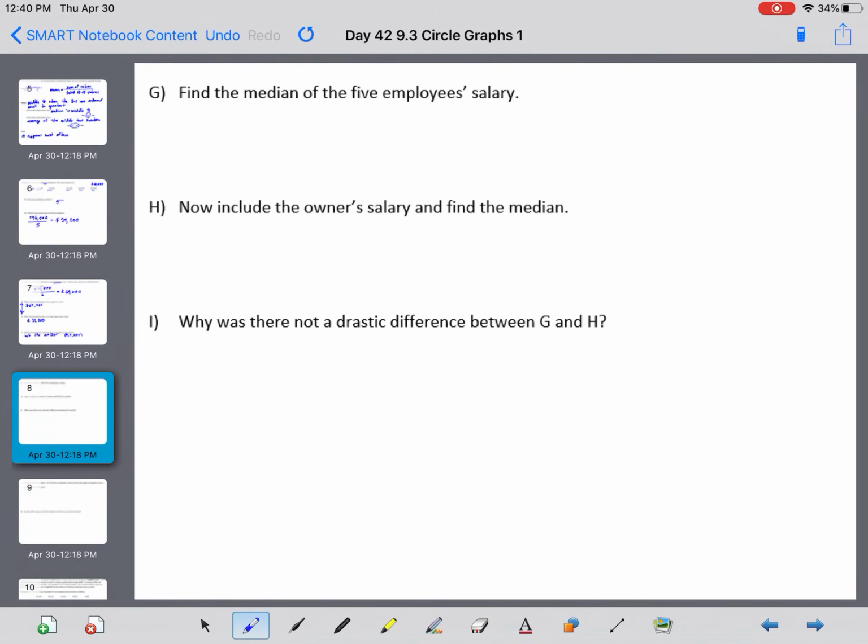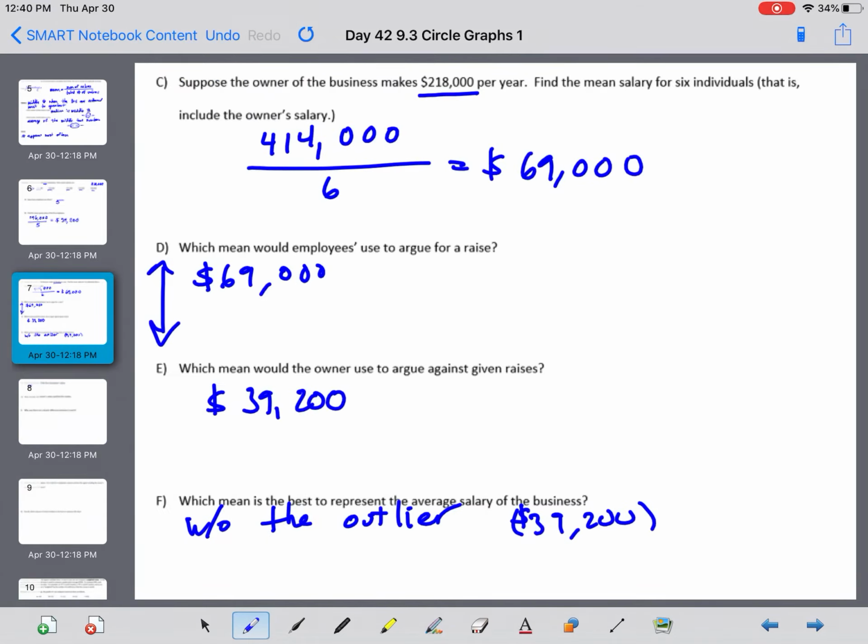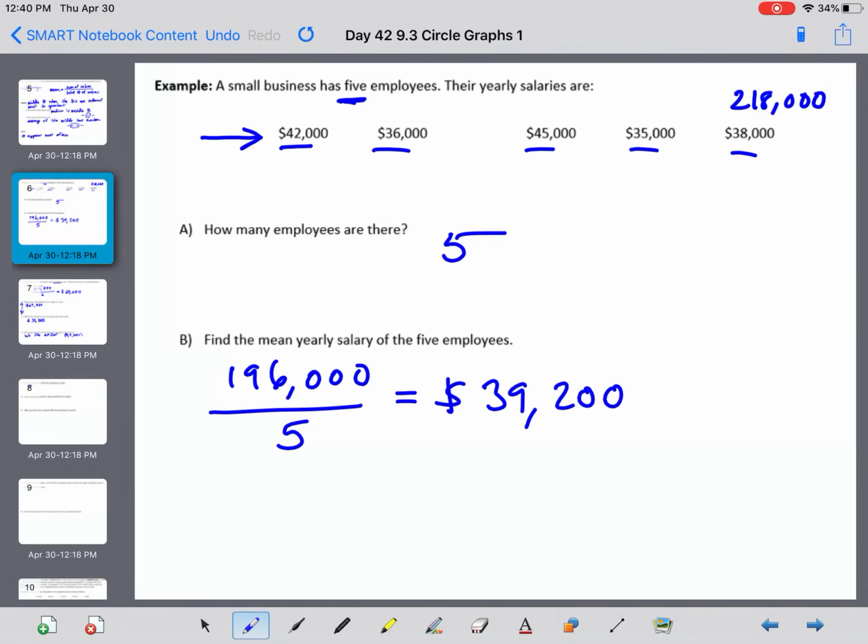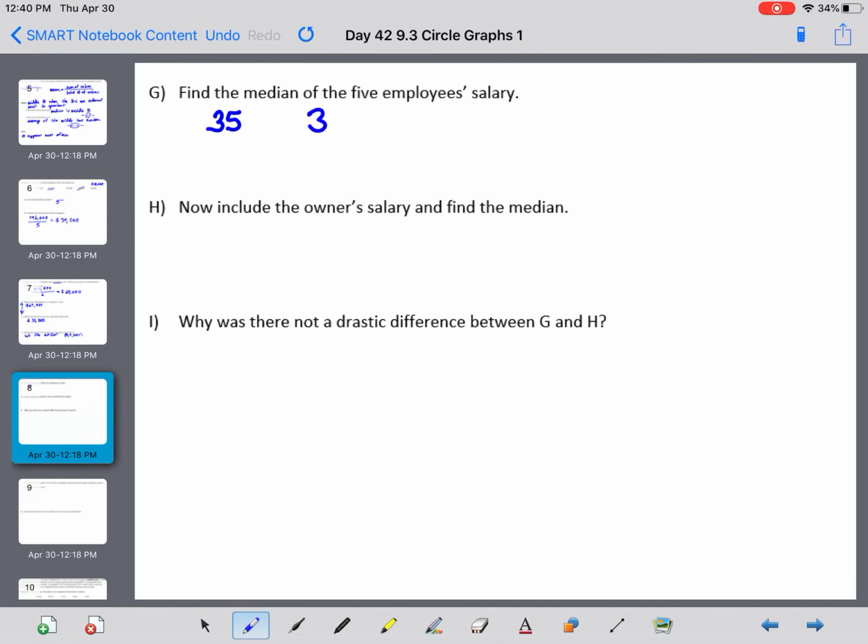Now let's look at G here. So for G, we're going to find the median salary. So what we need to do is put these in order. I'm going to do these in terms of thousands of dollars. Now, I'm going to go back up to my data and scan, and I want to find the smallest data value here. So my smallest data value looks like it's 35,000. So I can go ahead and cross that off. My next smallest is 36,000.